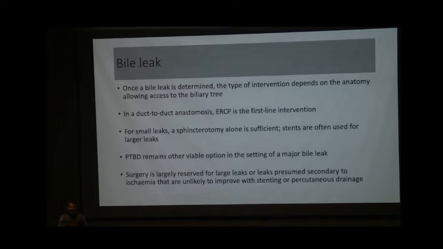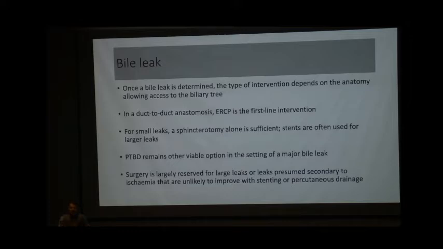So once a bile leak is determined, the type of intervention depends on the anatomy and on allowing access to the biliary tree. So first would be draining the bile leak. If there is a collection or a biloma, that needs to be drained first. After you drain that, in a duct-to-duct anastomosis, ERCP is the first-line intervention, because it is a safer procedure for the patient, where you are going from the lumen and directly trying to establish the communication and give the outflow.